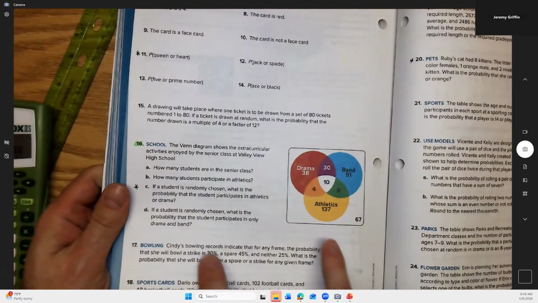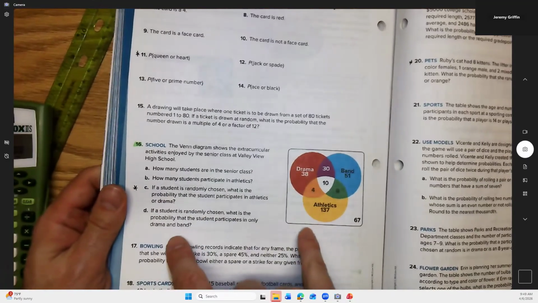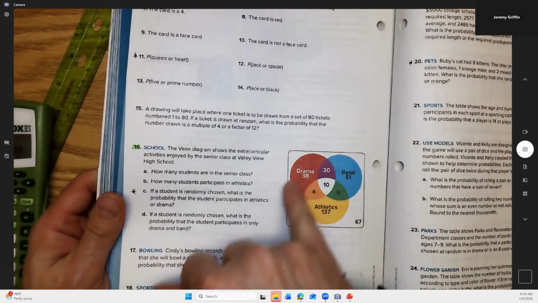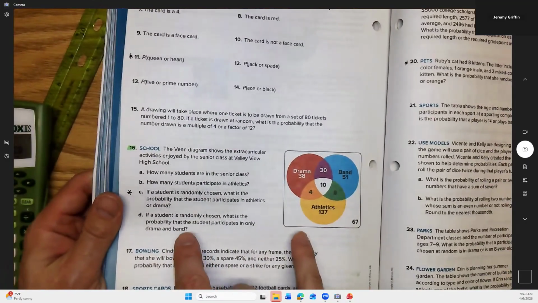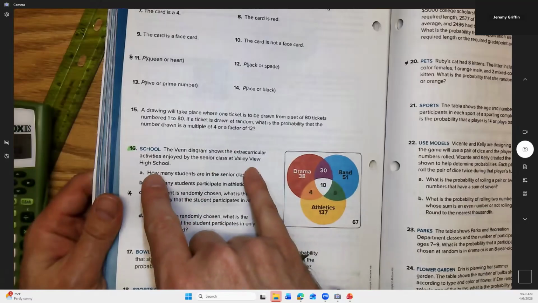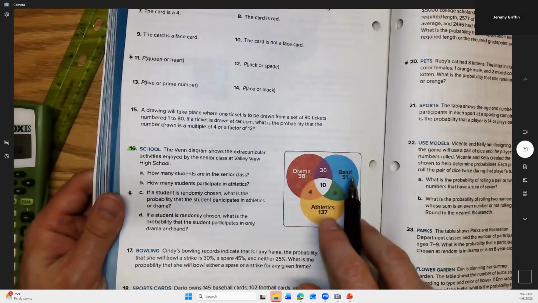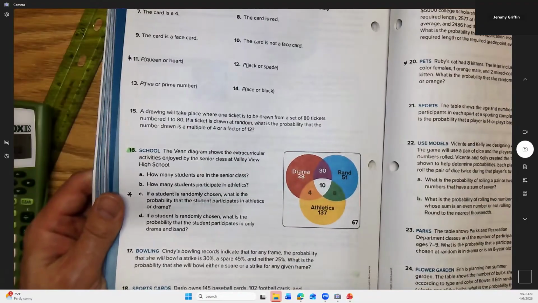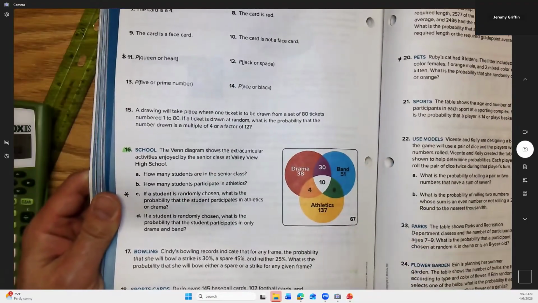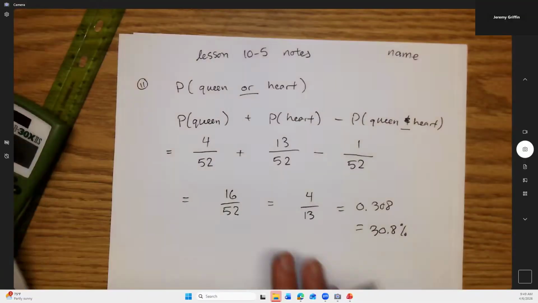Good. All right. Now, this next one I did do on the longer video, but I want to do it in class anyway because I really like the visual. So there's Valley View High School, and there are these 3 different clubs. There's a drama club, and a band club, and an athletics club. Actually, the first thing I'll do is I'm just going to copy down that diagram.